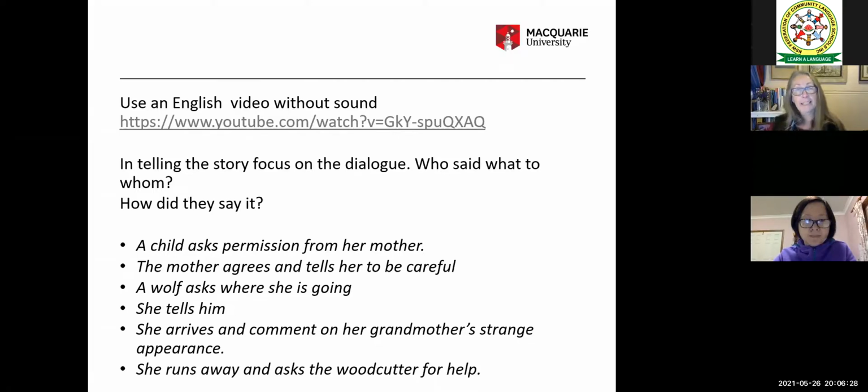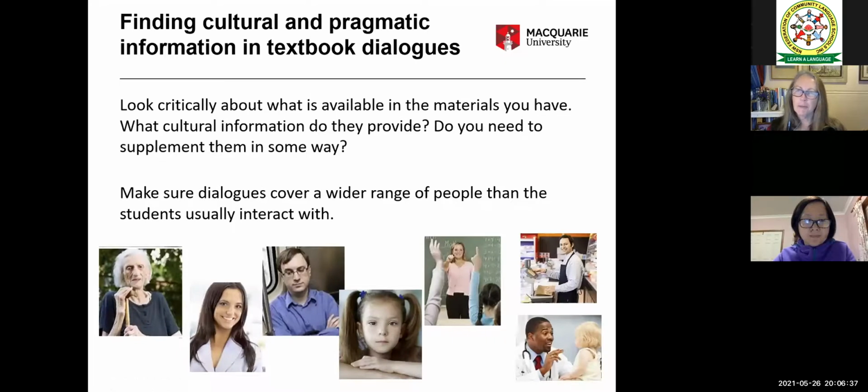And finally, you've already got a lot of pragmatic information in your own textbook dialogues. So maybe some of you are using textbooks and some of you are producing your own materials, but if you're using textbooks, they don't always have an active pragmatic focus, but the information is there. You just need to be able to find it. So you look critically at what's available in the materials that you have and what cultural information they provide and whether you need to supplement them in some way.